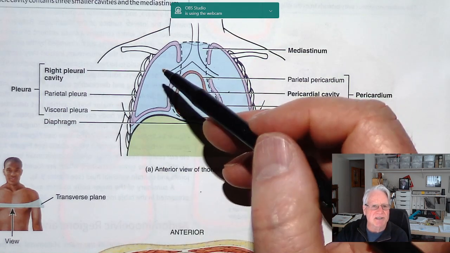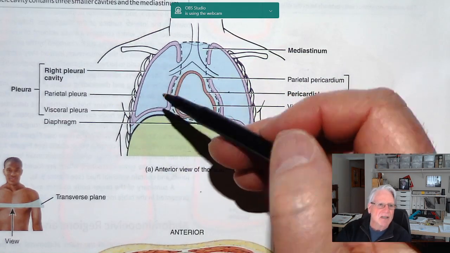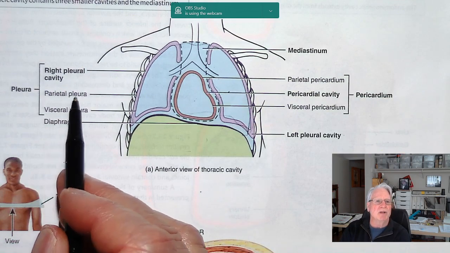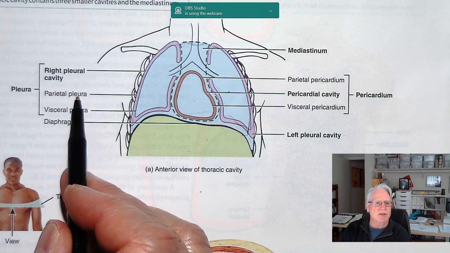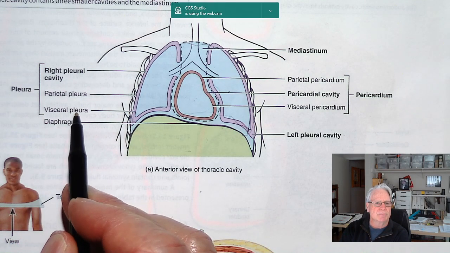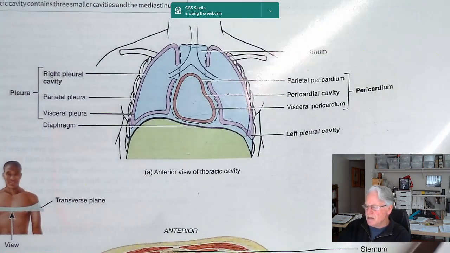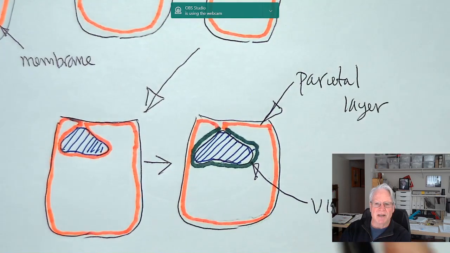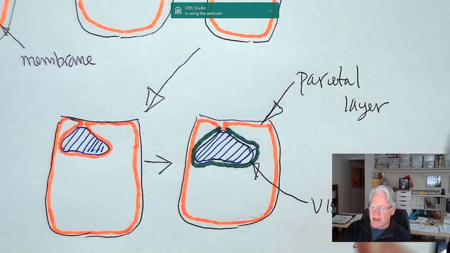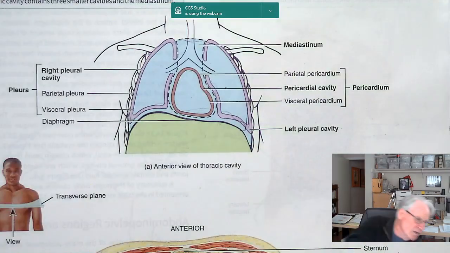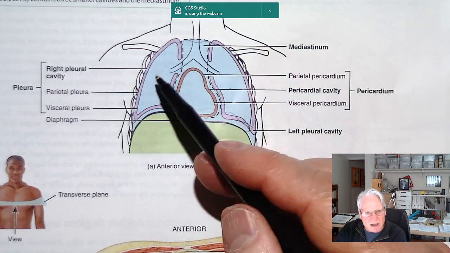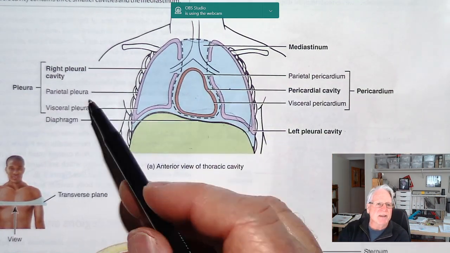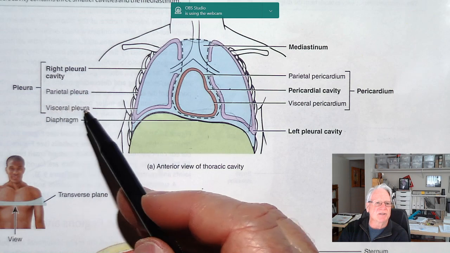Okay. Now, because it's the lungs, we attach this term, pleura. So we have parietal pleura and visceral pleura. It's the same thing as we drew here, the visceral layer and the parietal layer. But now, because we're talking about a very specific organ, the lungs, we identify that as the parietal pleura and the visceral pleura.